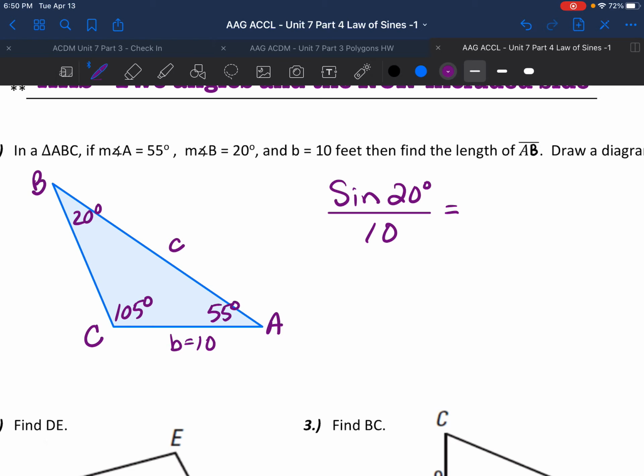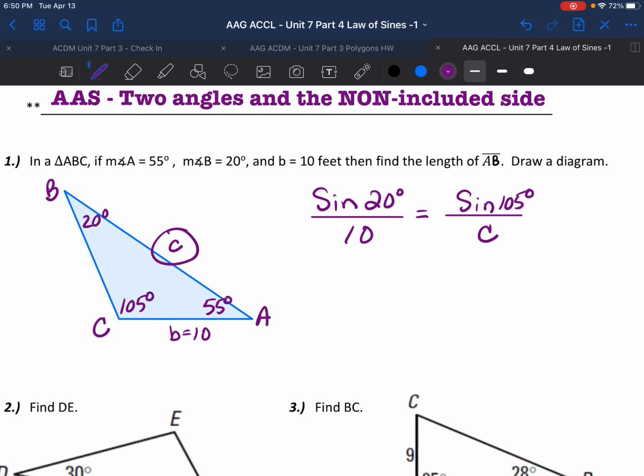Now I have to set up my other proportion here. So the sine of 20 is to 10 as what is to C. We always want to make sure that we're using the angle straight across from it, right? So now my proportion will be sine of 20 degrees is to 10 as the sine of 105 is to C, right? You want to make sure they match up. So now we have our proportion.